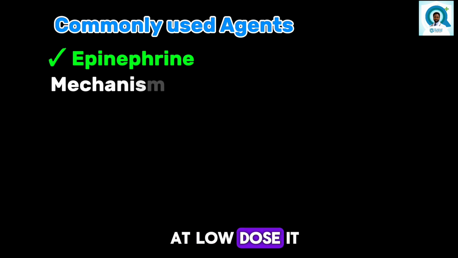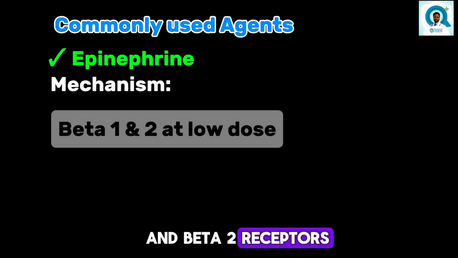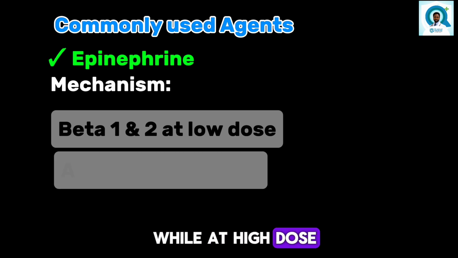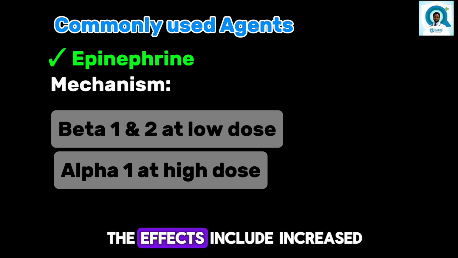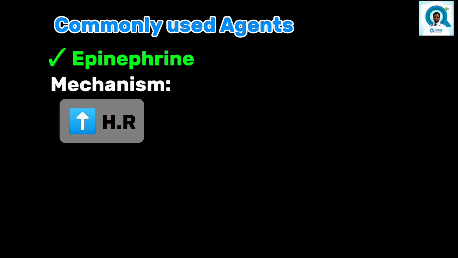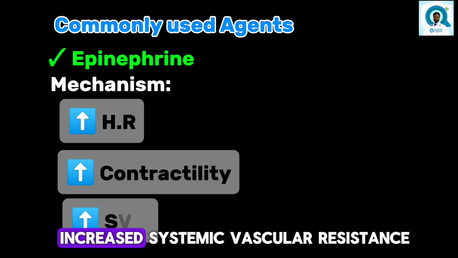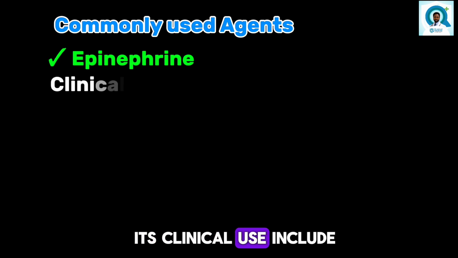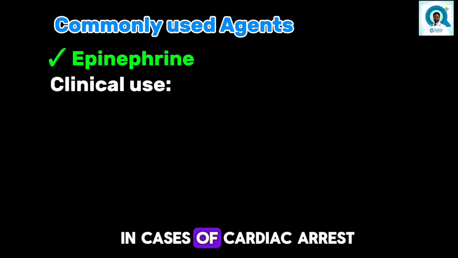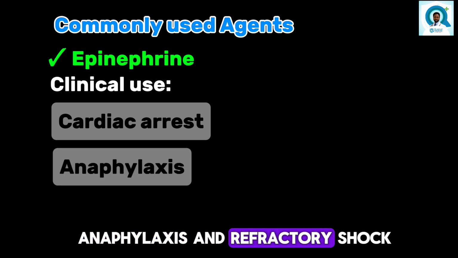At low dose, it acts on beta-1 and beta-2 receptors, while at high dose, it acts on alpha-1 receptor. The effects include increased heart rate, increased contractility, and at high doses, increased systemic vascular resistance. Its clinical use includes cases of cardiac arrest, anaphylaxis, and refractory shock.